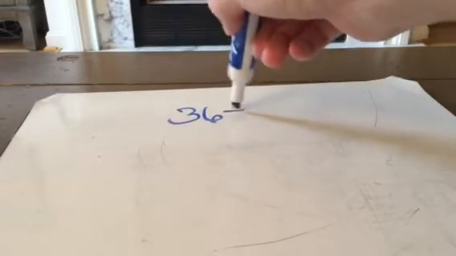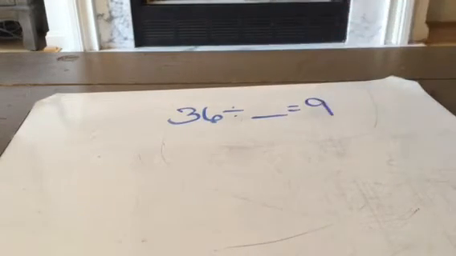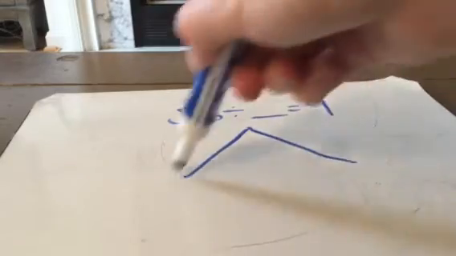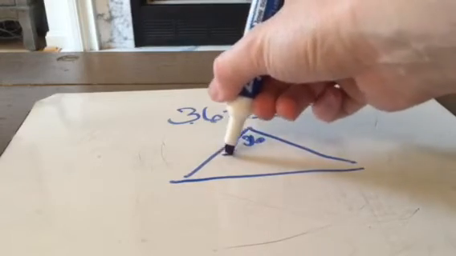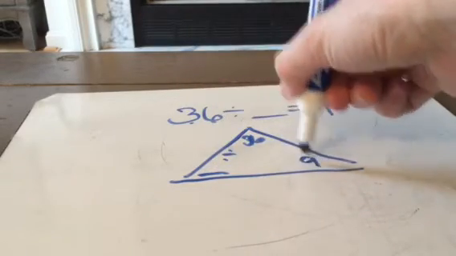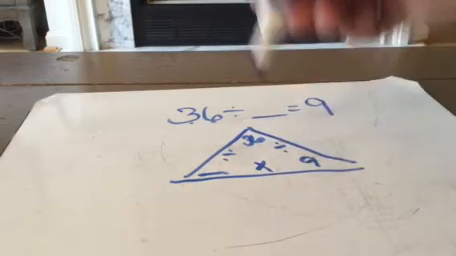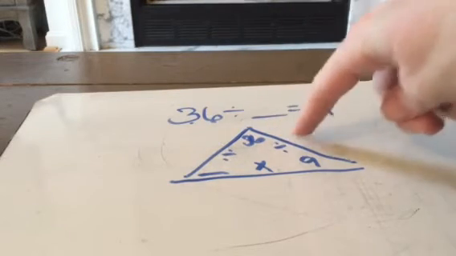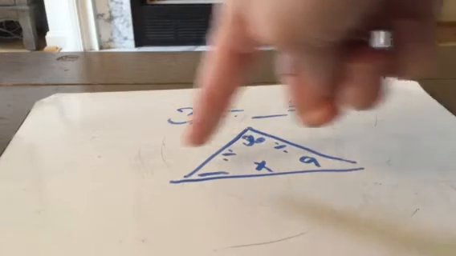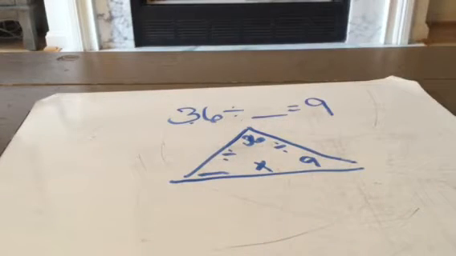Okay, number 2, 36 divided by blank equals 9. I'm going to turn this and put this in my triangle to help me. I know that 36 will be my top number, divided by blank is equal to 9. So I can either do 36 divided by 9, or I could do what times 9 equals 36. A couple different ways that I could solve this. For today, let's go 36 divided by 9 equals what?